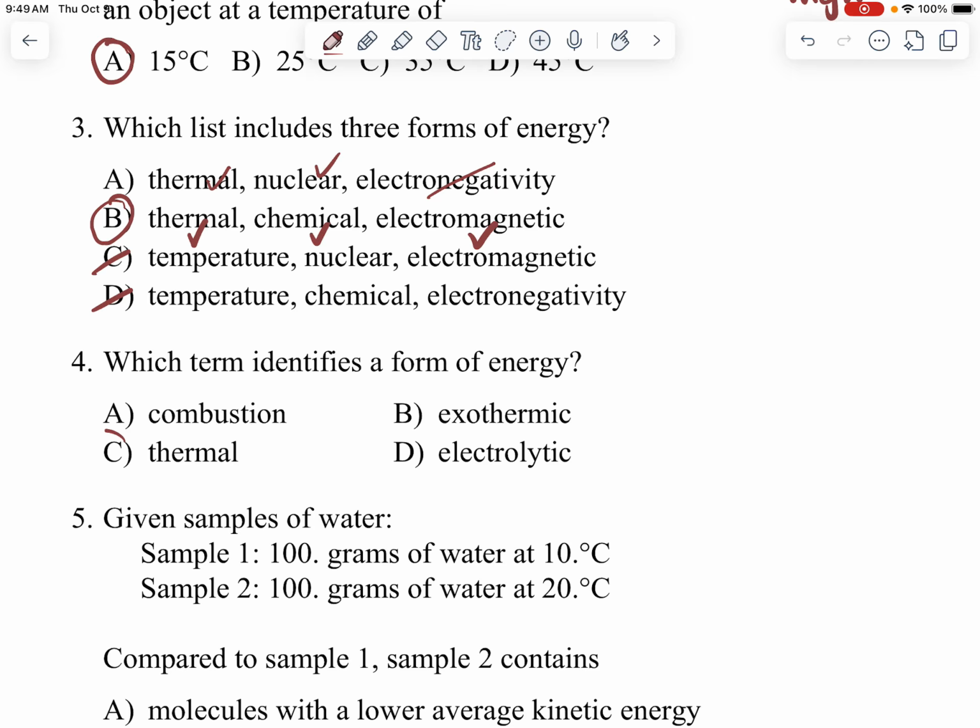Same thing here, thermal energy is heat. The only one that we've learned so far is exothermic, but remember, exothermic is not a form of energy, it is describing energy. That energy is released.